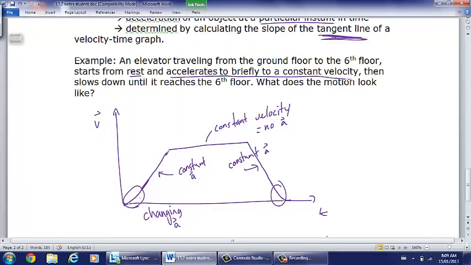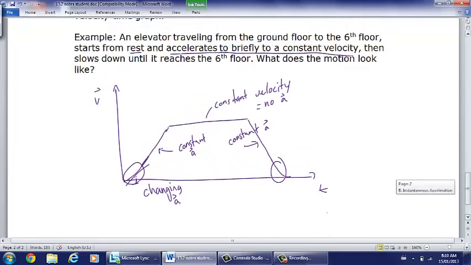If you wanted to take the acceleration at an instant in time, such as here, you would need to go up to this curve and draw the tangent line, and then take the slope of that tangent line, just like you did when you were taking instantaneous velocity.